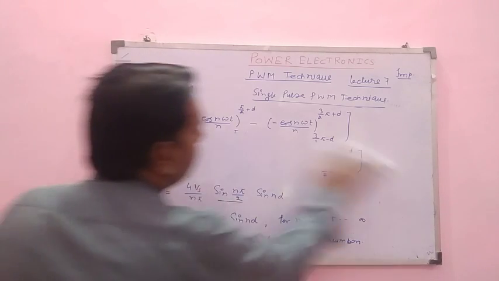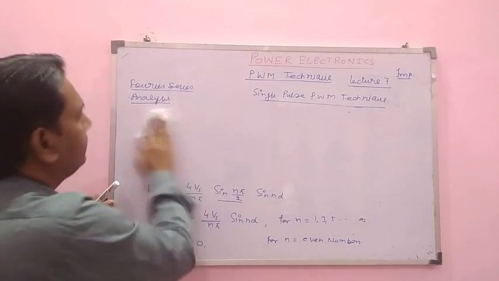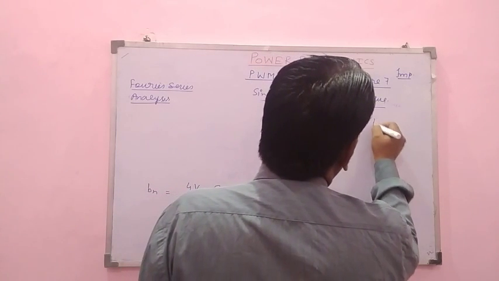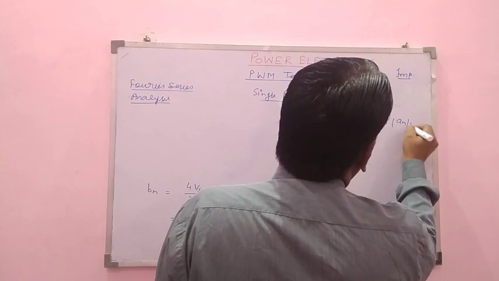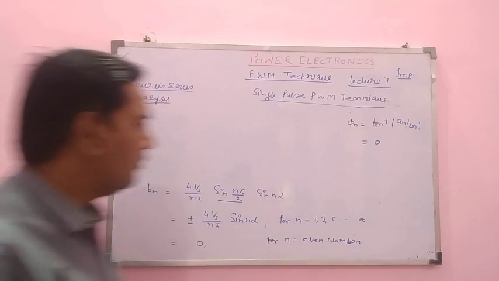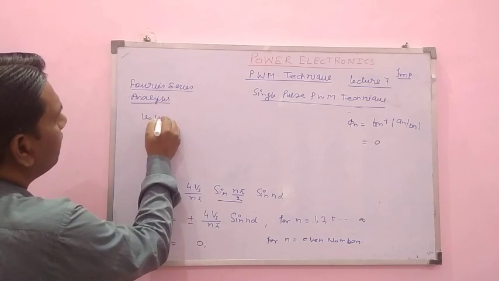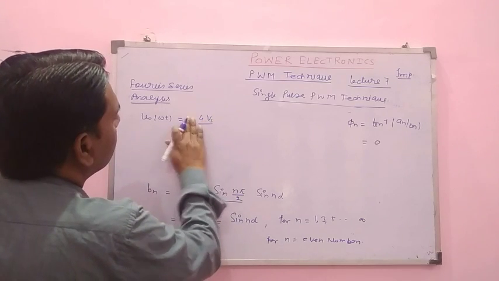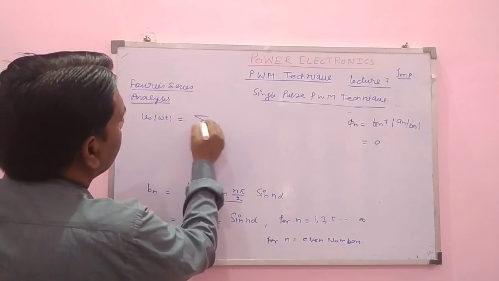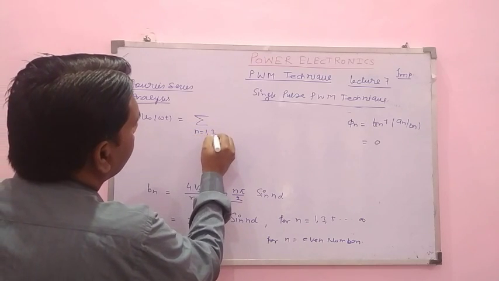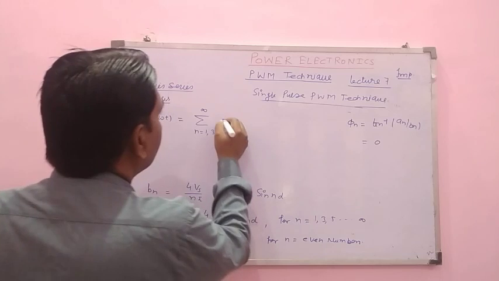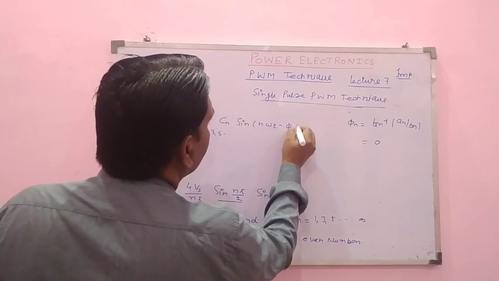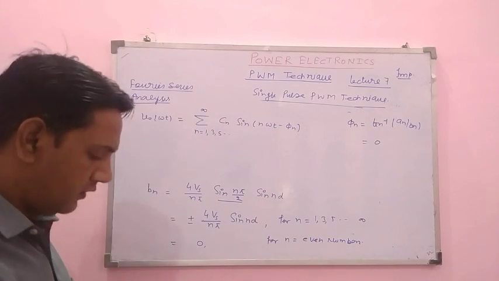So we have calculated Bn. Now the value of phi n we can calculate. Phi n is equal to how much? This is tan inverse an upon bn. Here an is 0, so phi n will be equal to 0. So the Fourier series analysis of output voltage can be written as plus minus 4Vs upon, summation n is equal to 1, 3, 5 up to infinite, Cn sin n omega t minus phi. This is a standard expression for Fourier series.